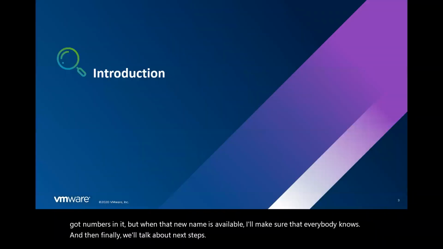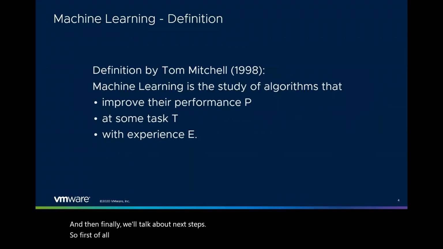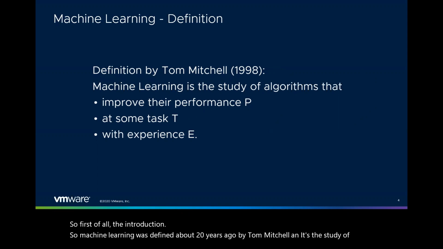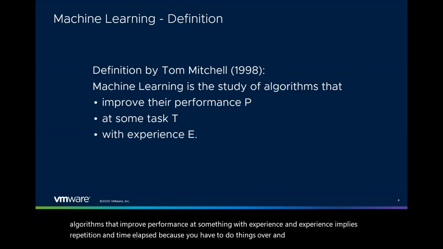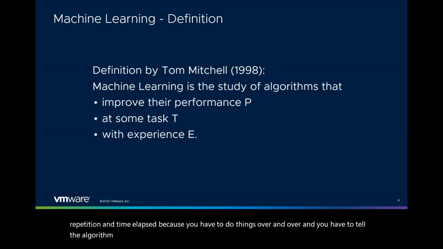So first of all, the introduction. Machine learning was defined about 20 years ago by Tom Mitchell, and it's the study of algorithms that improve performance at something with experience. And experience implies repetition and time elapsed, because you have to do things over and over, and you have to tell the algorithm this way was right and this way was wrong.